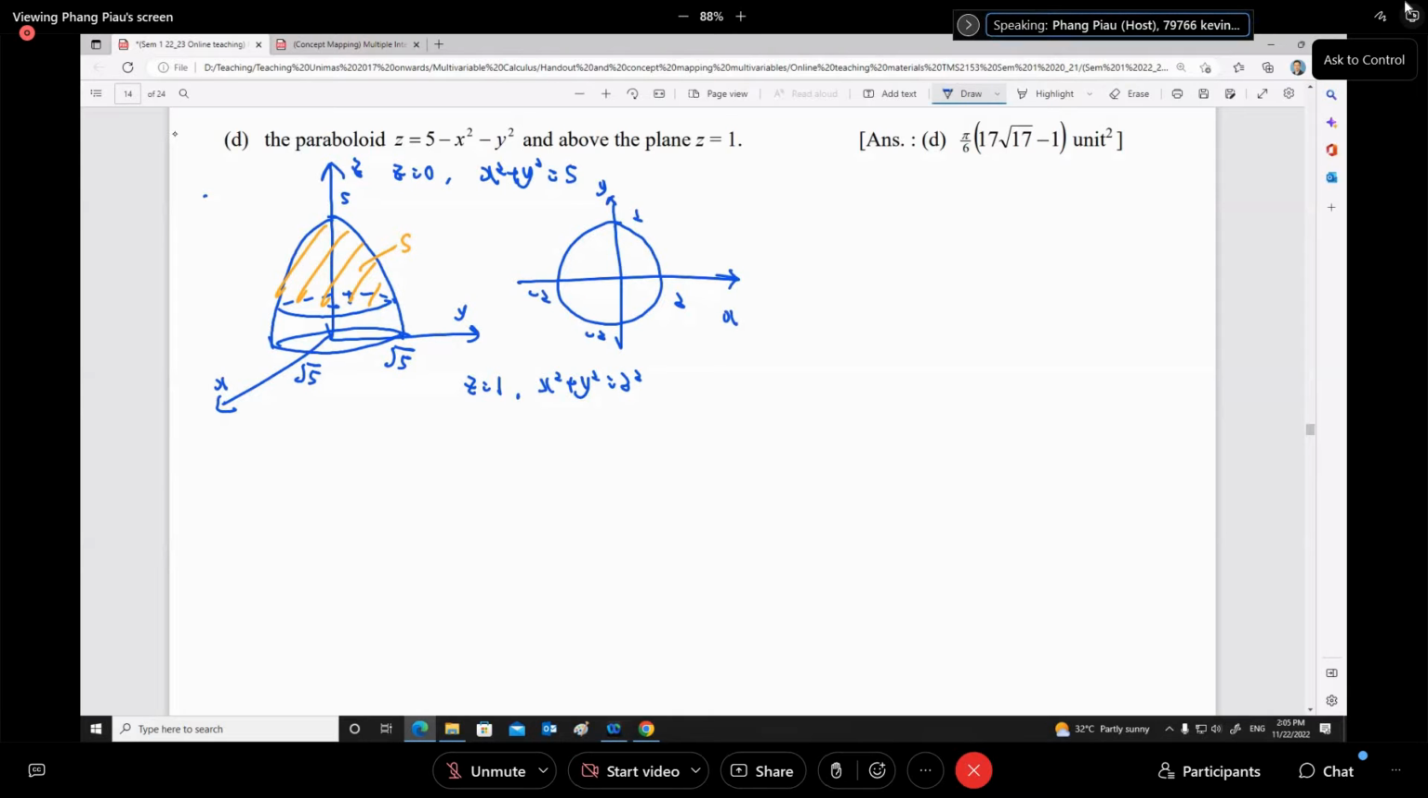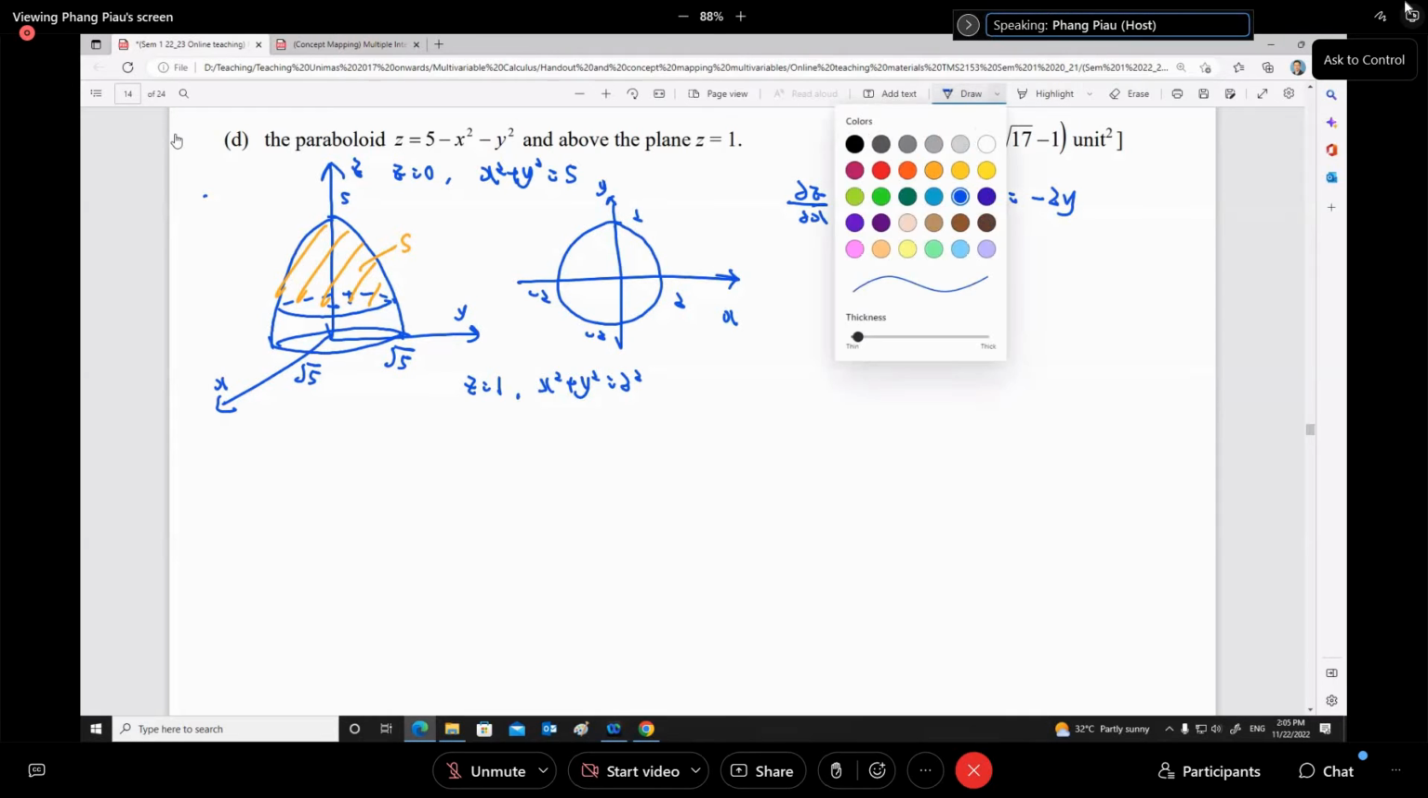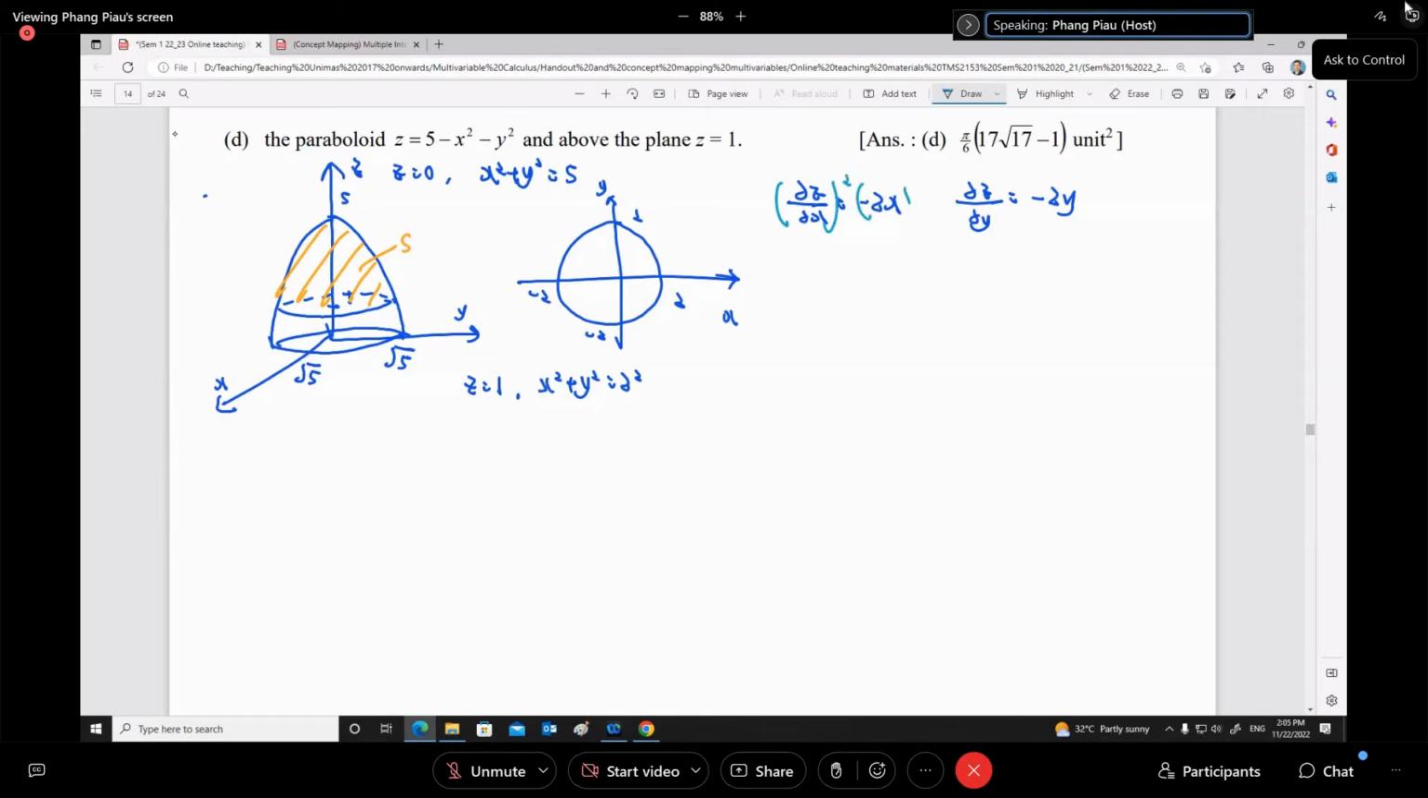So here is the projection region, and the extra work you need to do is to get del z del x and del z del y. This is not that difficult. You know that this is negative 2x and this is negative 2y. Immediately you can find the square: for this, it gives 4x power 2, and for y you will have 4y power 2.